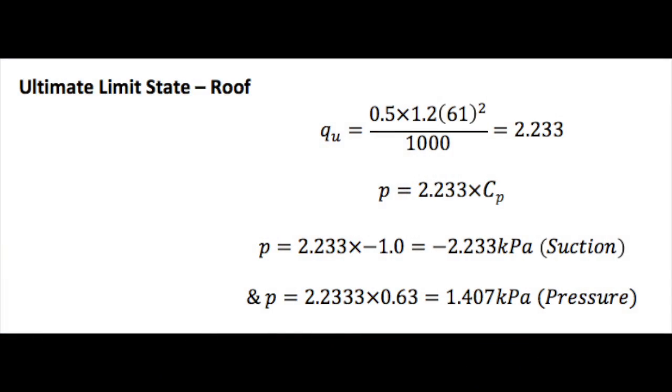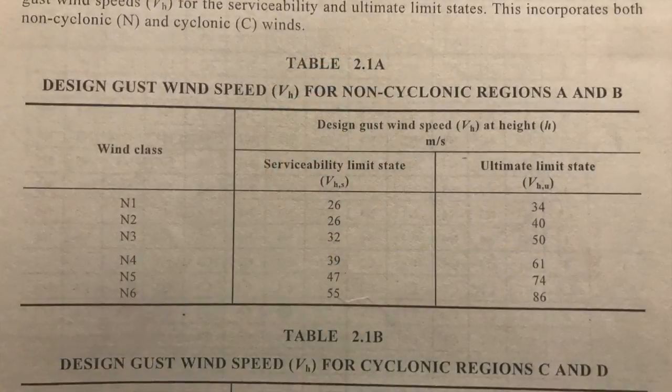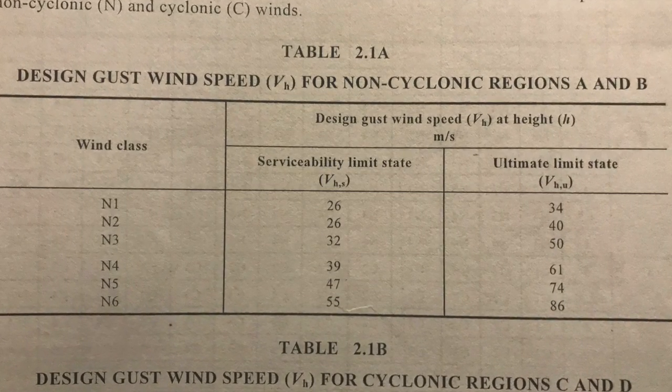The formula P equals QU by CP is used to determine the wind pressure, where QU is a free stream dynamic wind pressure and CP is a pressure coefficient. The values for QU were found in table 2.1a from AS 4055 and the pressure coefficient values were found in table 3.1 from the same standard. We were able to determine values for pressure and suction forces acting on the roof using this formula.